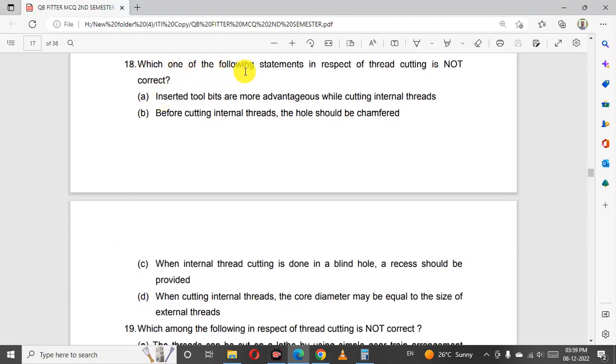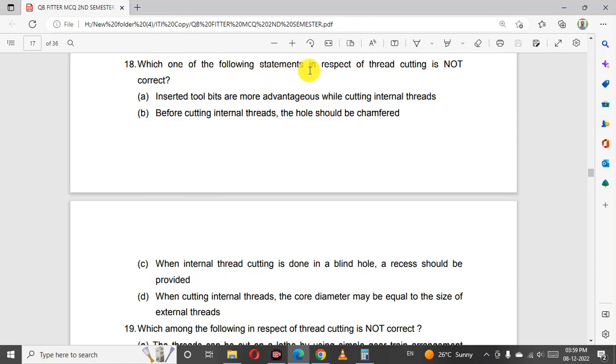Which one of the following statements representing thread cutting is not correct? Inserted tool bits have more advantages.